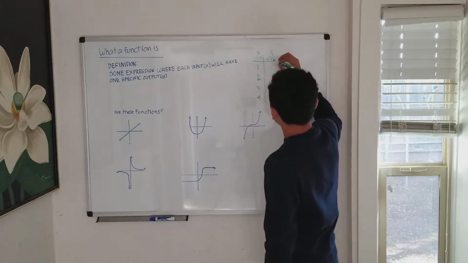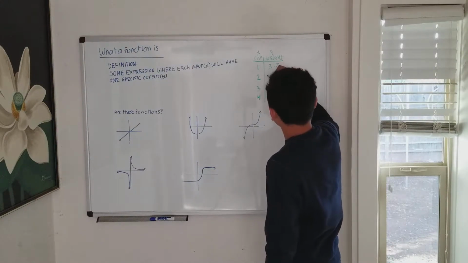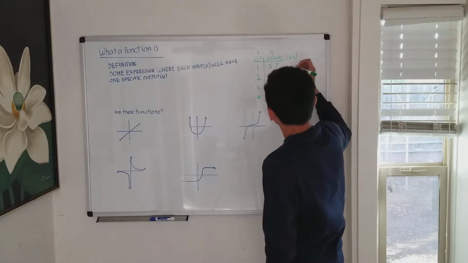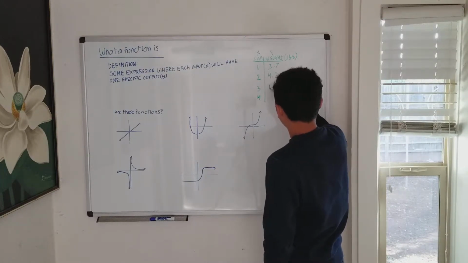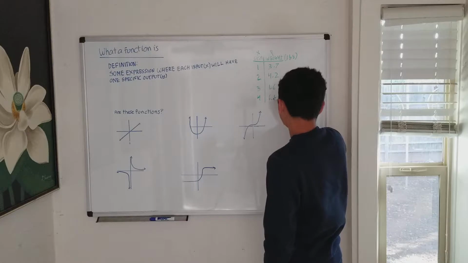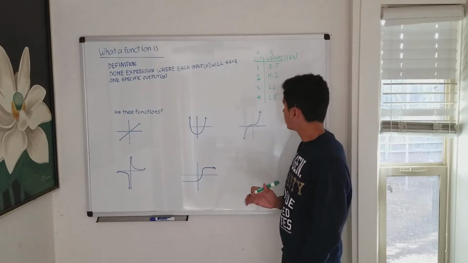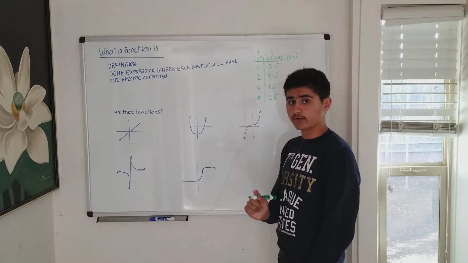And they each had different weights. Like this one had 3.7 pounds of weight, and let's say this is in lbs. This one weighed 4.2. This one weighed 1.6 pounds, and let's say this one weighed 6.5 pounds. So one thing that you guys can realize from this is that every input has one output. Not multiple outputs, just one output.